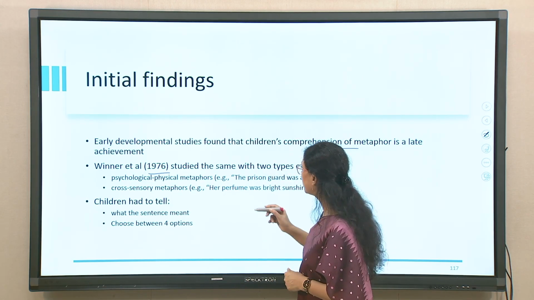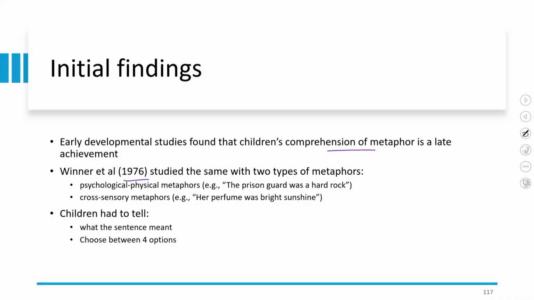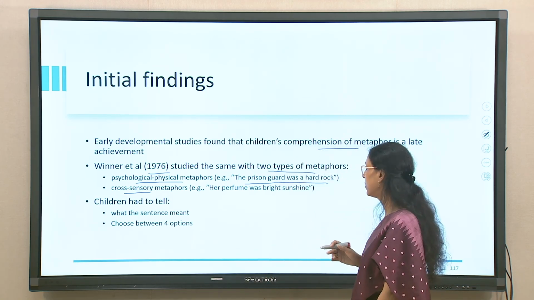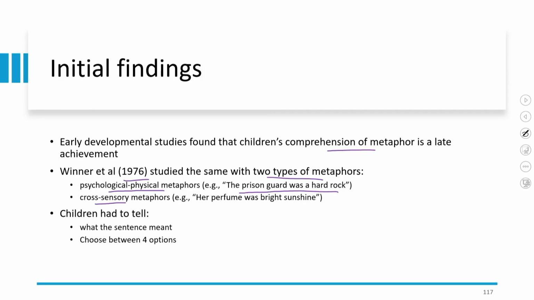So, this particular study, Winner et al. 1976, looked at two types of metaphor. One they called psychological physical metaphor, and the other they called cross sensory metaphor. These examples I have taken from this work. For example, a psychological physical metaphor was the sentence, the prison guard was a hard rock, meaning he was a very tough person, a very tough guard. Here the psychological aspect was compared with the physical property of a rock, as hard as a rock.